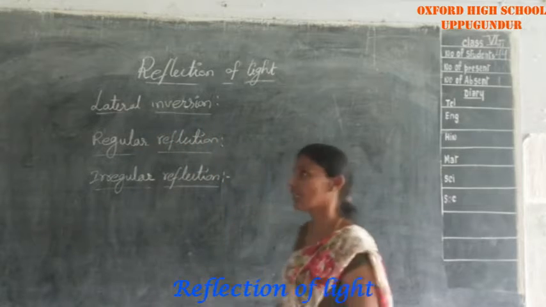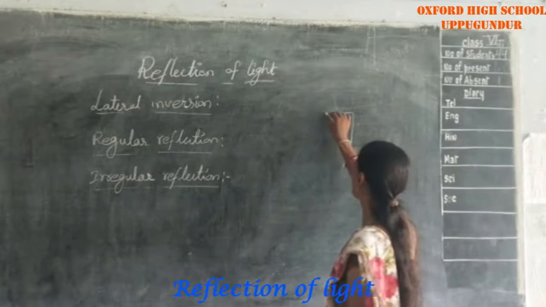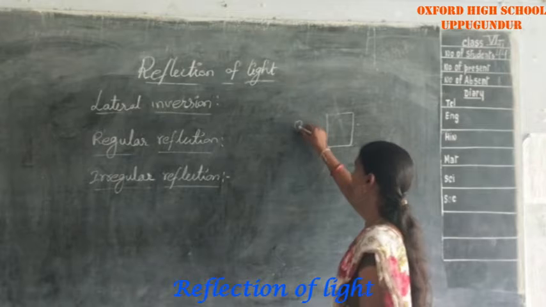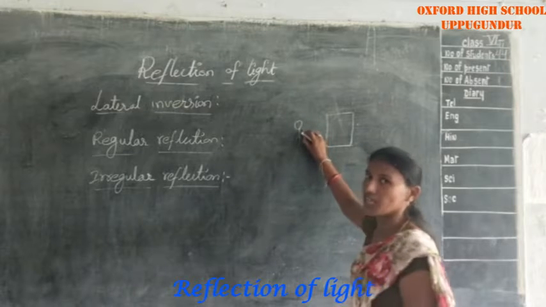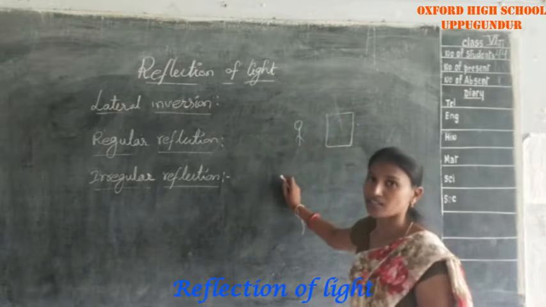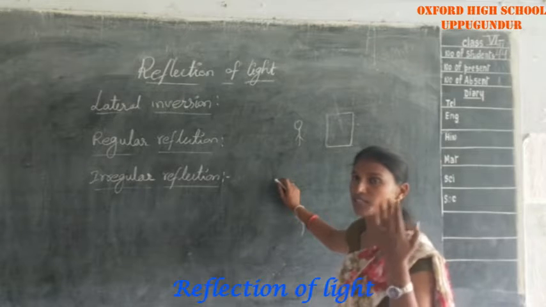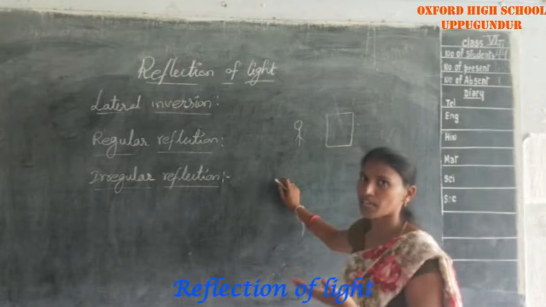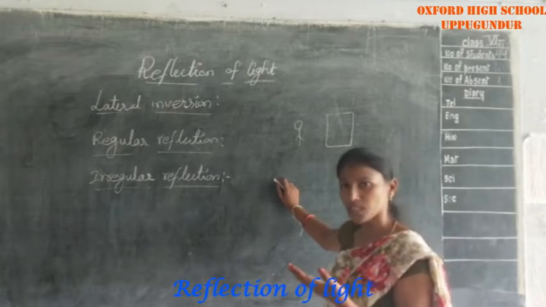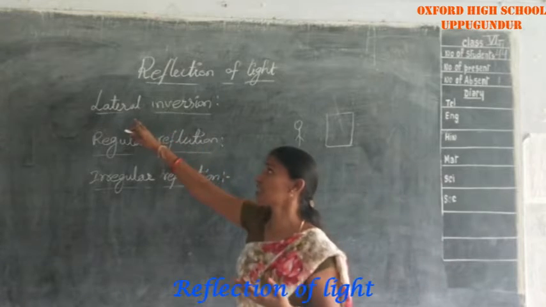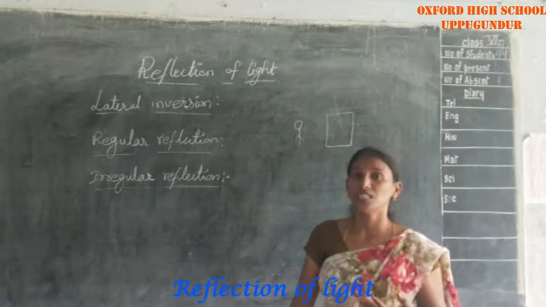You understood? This is the mirror. The left side of the object you observe as right in the mirror, and the right side of the object is observed as left in the mirror. That condition is considered lateral inversion.